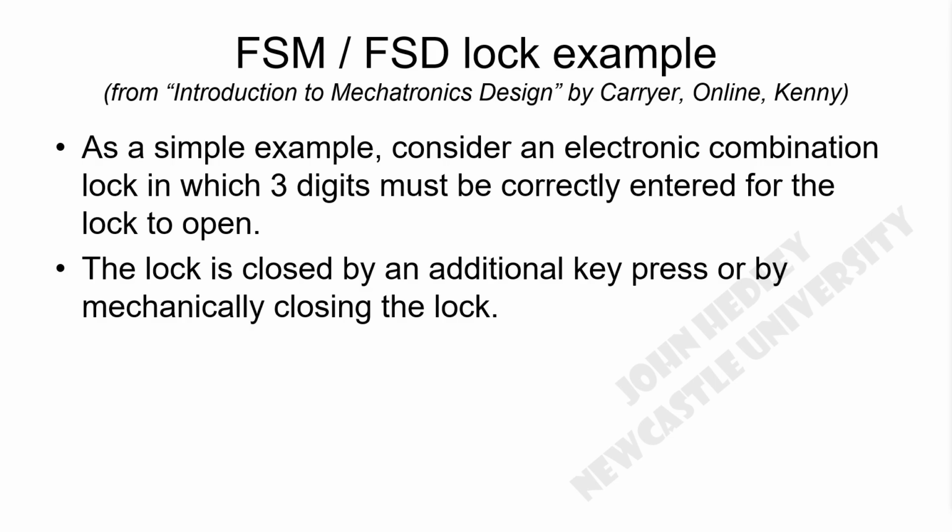We will work through an example of how to produce a finite state diagram and corresponding code by considering an example. The example is taken from Chapter 5 of Introduction to Mechatronics Design. Imagine you have a digital combination lock in which you must enter 3 digits in the correct order to open the lock. If a wrong digit is entered, the process of entering numbers needs to restart.